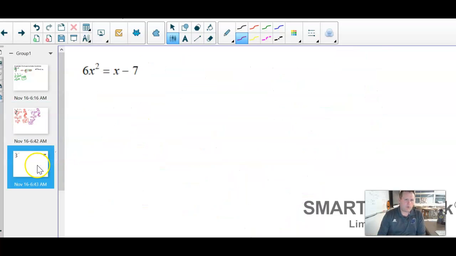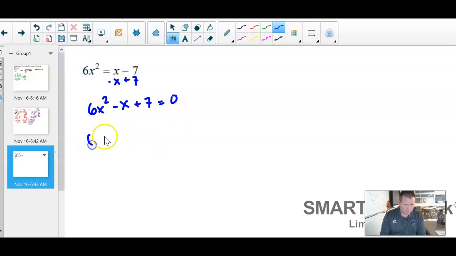Let's do one more. Again, I put this one on there because remember, you've got to make sure this is set equal to 0 before you start. So I've got to minus the x and plus the 7. And so that would give me 6x squared minus x plus 7. I would put it in standard form as you rewrite it. And then we're off and rolling. Find my discriminant. B goes here, which B is -1. A goes here, which is 6. And then C goes there as 7.